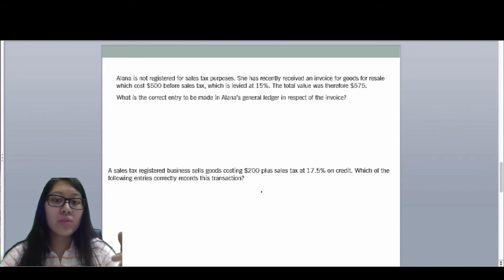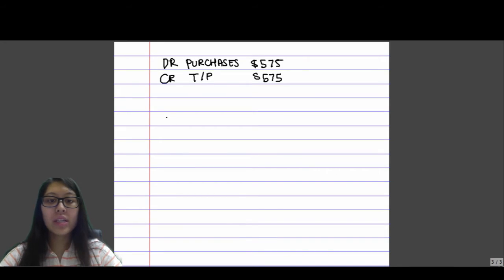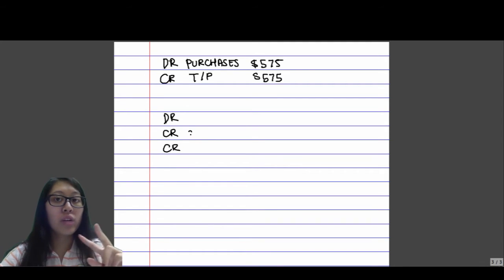So let's try to create our own double entry figure. So they're sales tax registered. That means we're going to have to separate the tax amount from the selling price. So let's get to our double entries. If this is a sale, that means there should be two credits, one for the sales and one for the sales tax.